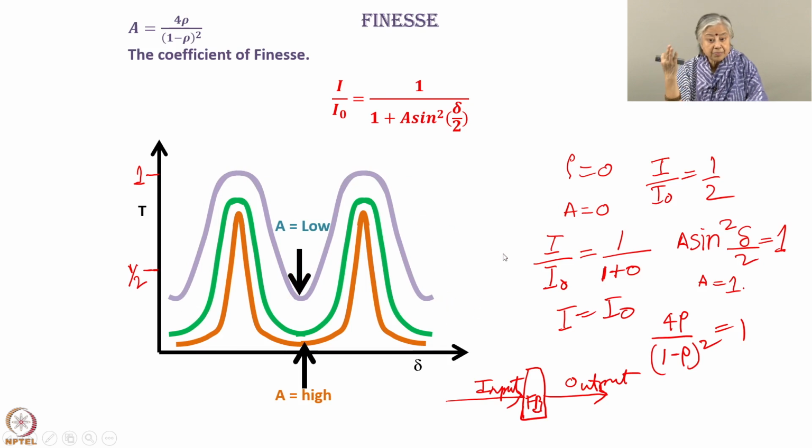Remember, the visibility depended on the maximum intensity and the minimum intensity. And this depends on many other factors. Of course, it depends on the delta and other factors, but along with that, it depends on this finesse, high finesse and low finesse. And high finesse and low finesse is brought about just by the reflectivity of the inner surface of the Fabry Perot.